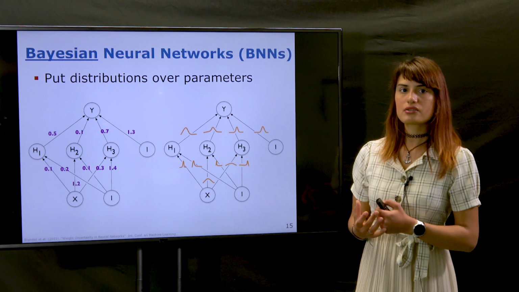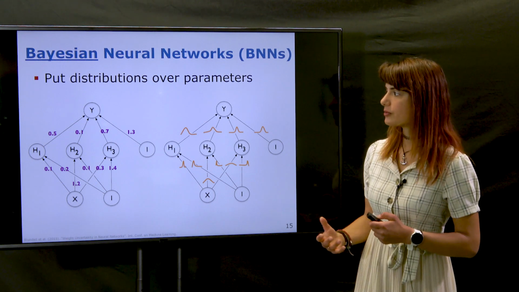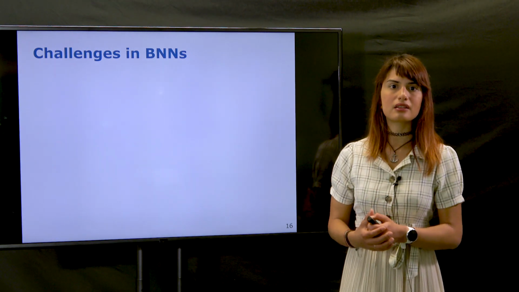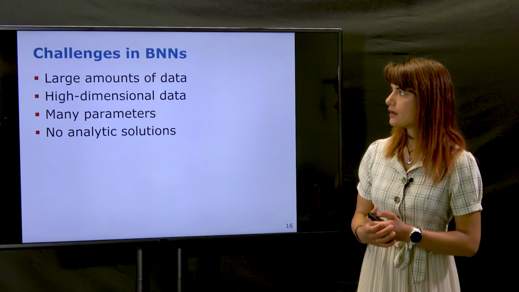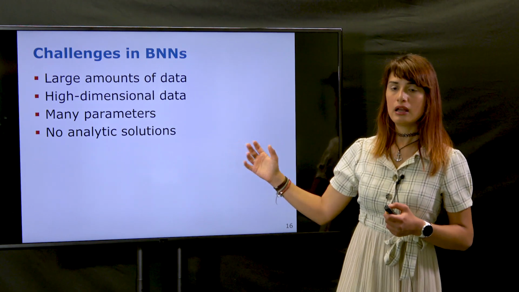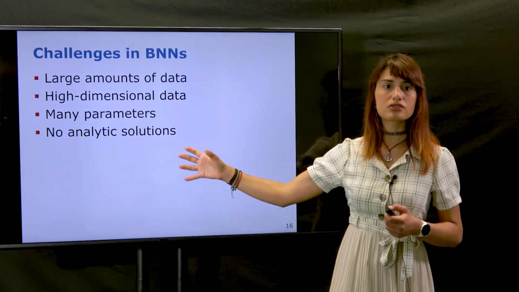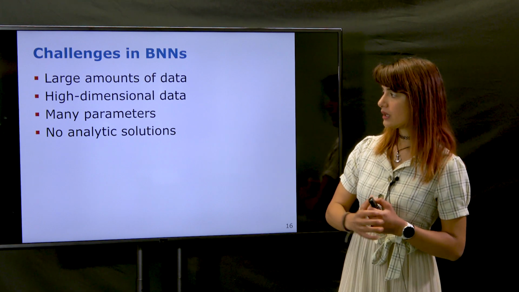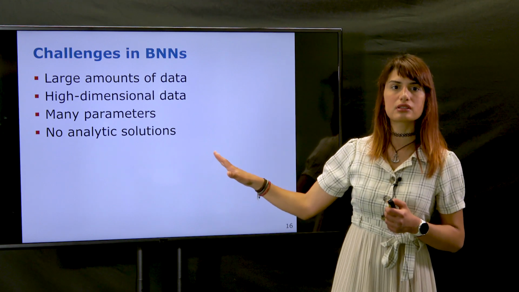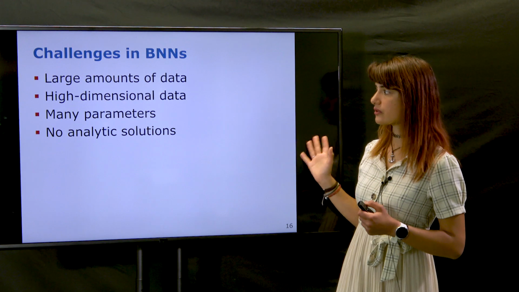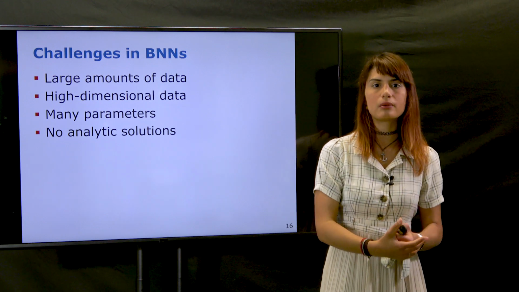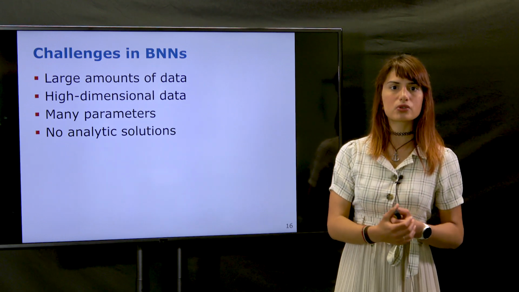Now, this is easy to understand intuitively as well as to formulate. However, actually training Bayesian neural networks and performing predictions in them is much more difficult. We typically have a large amount of high-dimensional data that we want to train on, as well as a large number of parameters or weights in our network. And furthermore, in this setup, unfortunately, we cannot formulate analytic solutions to figure out the best distributions over the weights. So we can't formulate mathematical equations and simply solve them to figure out the best weight distributions that fit our data.